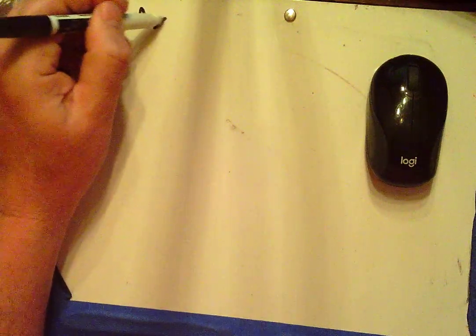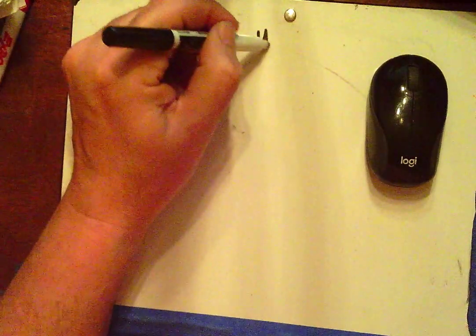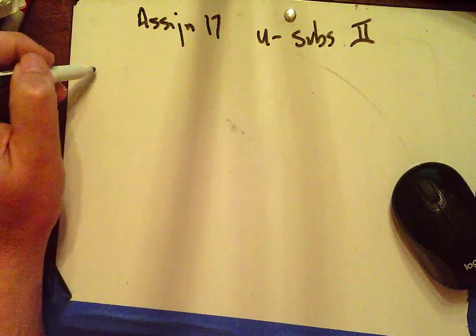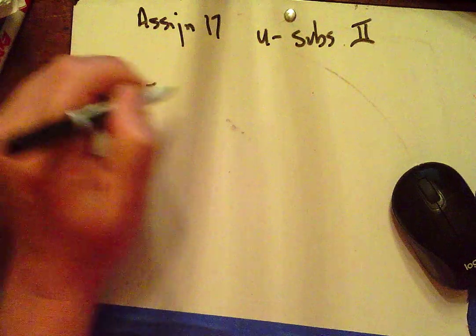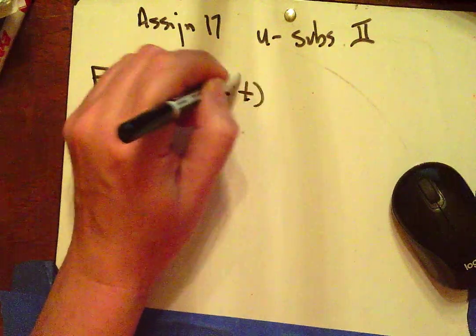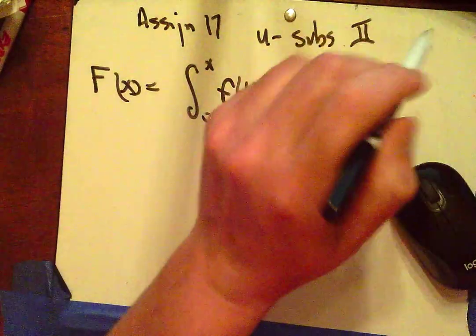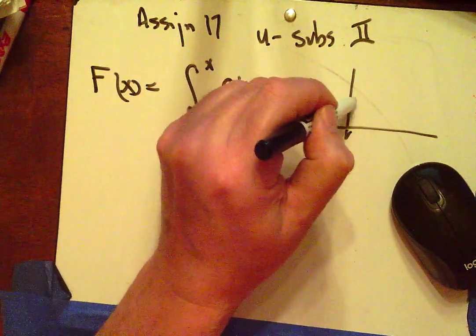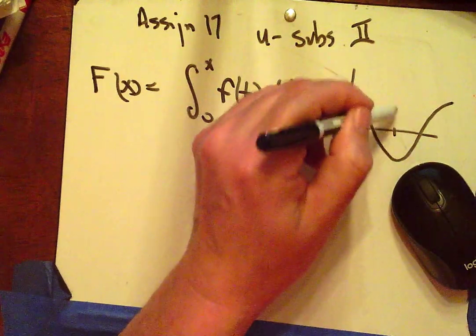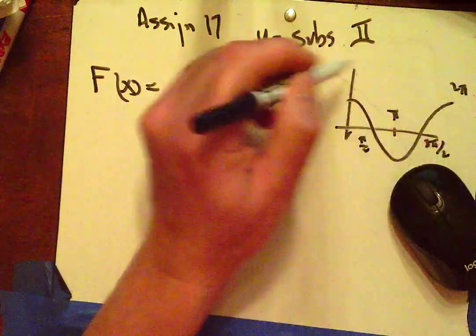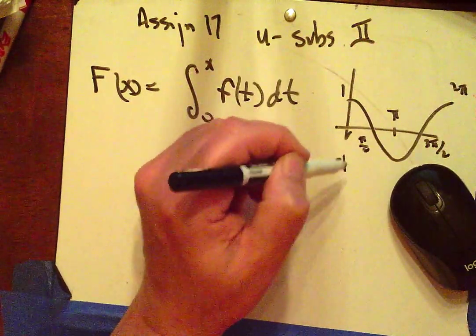This is going to be for assignment 17. It's U-subs day 2. But before we get to U-subs, I really need you to get to this place where you're okay with these questions. F of x equals the integral from 0 to x of f of t dt. And here's our little graph. Pi over 2, pi, 3 pi over 2, 2 pi, 1, and negative 1.